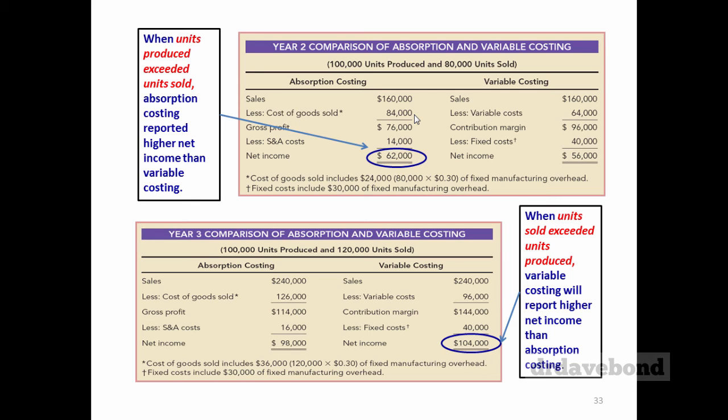The difference is caused by the fixed overhead and the way it's treated. In the variable method, the whole fixed overhead goes in. 30,000, it's fixed, it's 30,000. Doesn't matter if you produce 0 units, doesn't matter if you produce a billion units.